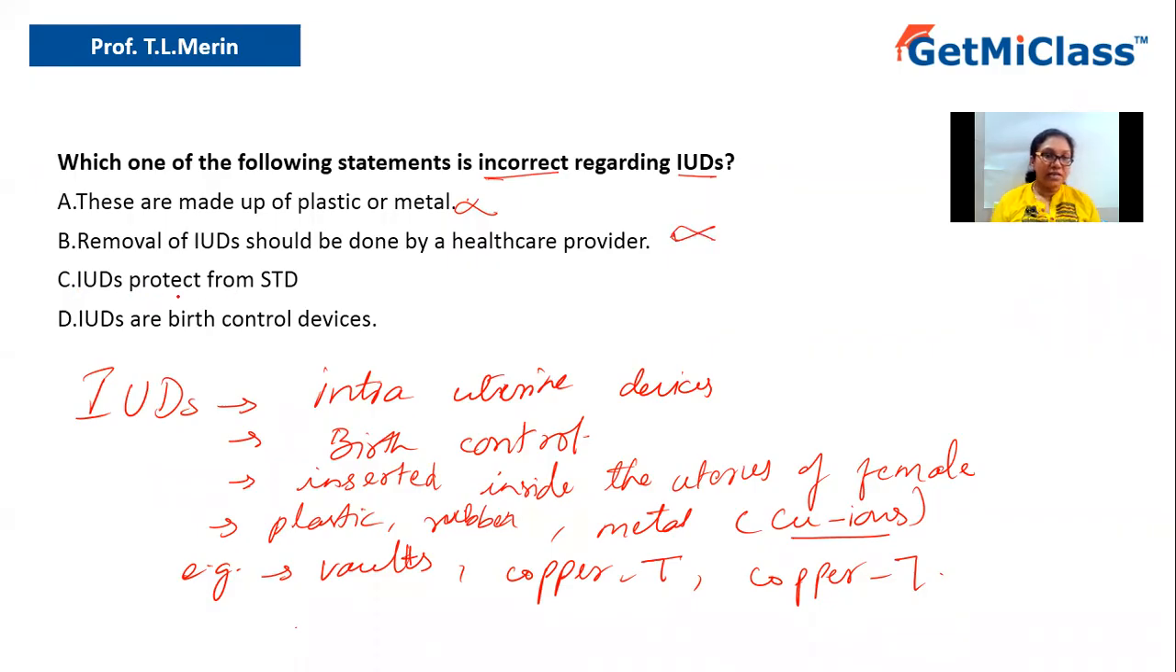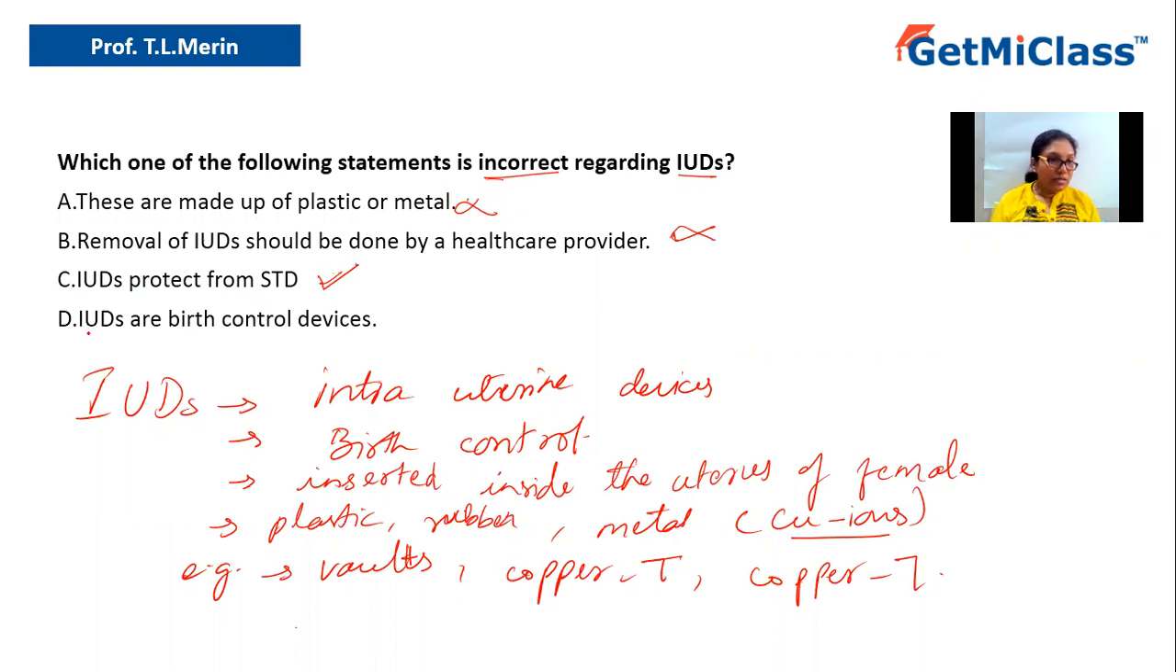Then IUDs protect from STDs. They do not protect from STDs because they are inserted in the uterus. So they don't have any effect on the virus particles or any pathogens. So you can say they can still transmit STDs. Hence this is the incorrect statement. That can be our answer, that is, the incorrect statement should be our answer, right? So option C should be right.